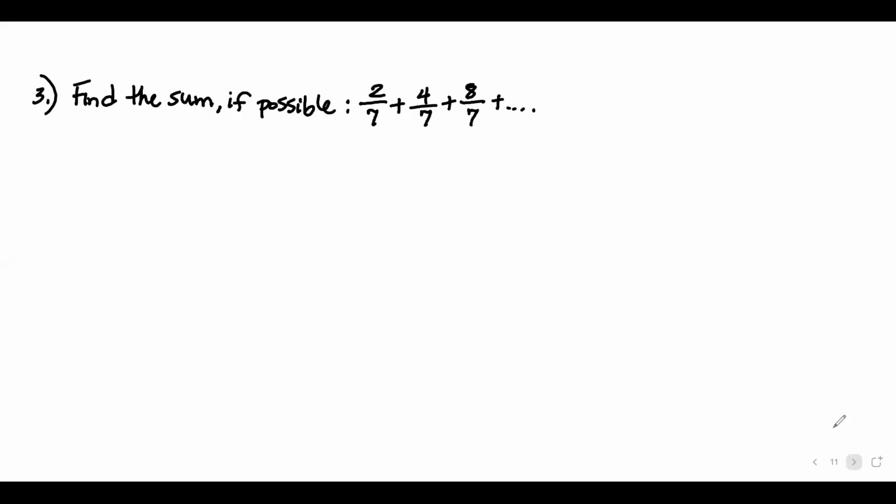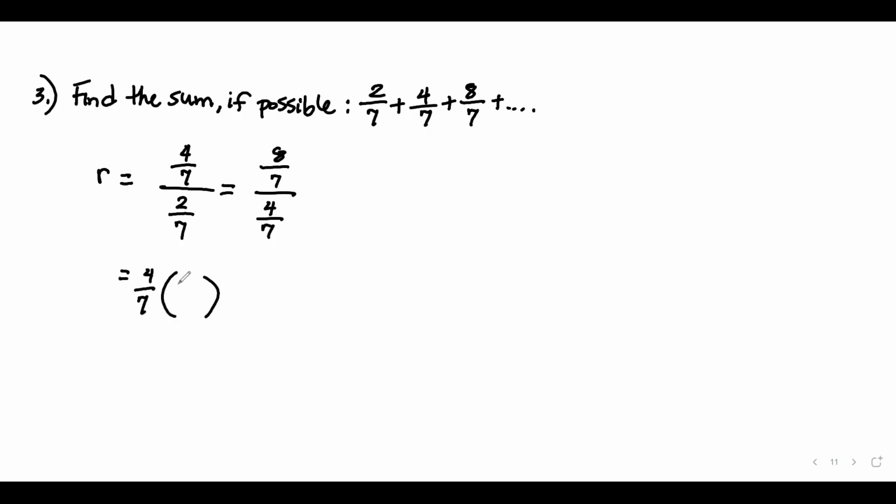Okay, number 3. Find the sum if possible. 2/7 plus 4/7 plus 8/7 up to infinity. So this is again an infinite sequence. Let's find the value of r. They have a common ratio. So 4/7 divided by 2/7, and 8/7 divided by 4/7. So we'll copy the first one, multiply by the reciprocal.